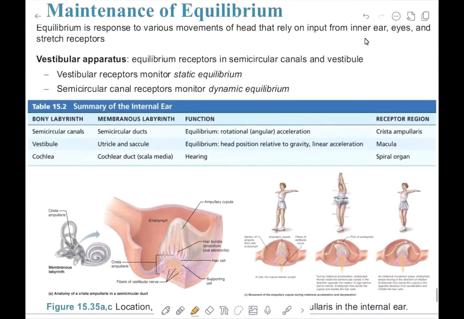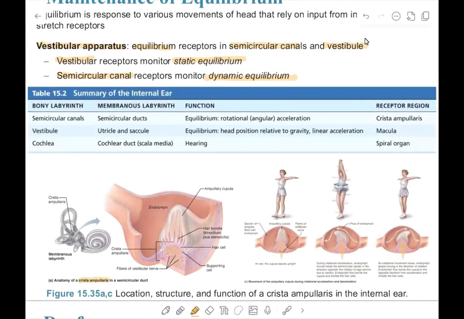So this is a great slide because it's going to summarize the entire vestibular apparatus. And the vestibular apparatus is equilibrium receptors in the semicircular canals and the vestibule. Remember, vestibular receptors are static equilibrium. This would mean moving your head forwards or backwards or in an elevator. Semicircular canals would be dynamic equilibrium, like rotation. So here we're going to see the crista ampullaris shown, and this is going to be for dynamic or rotational equilibrium.